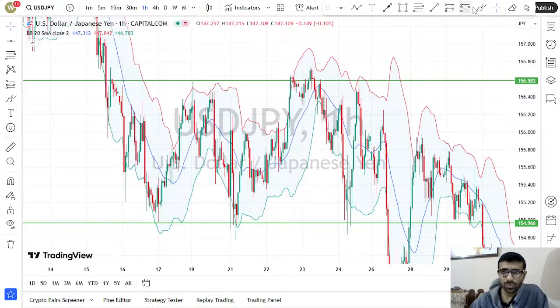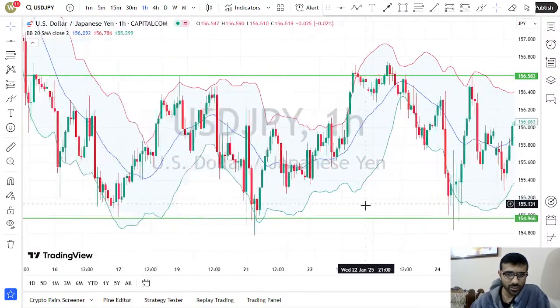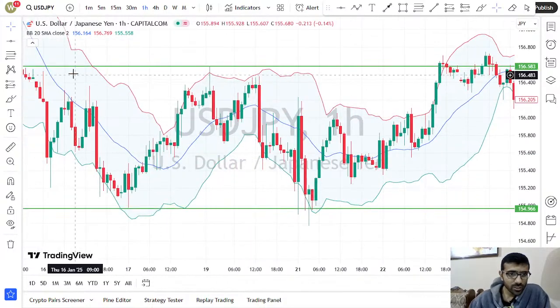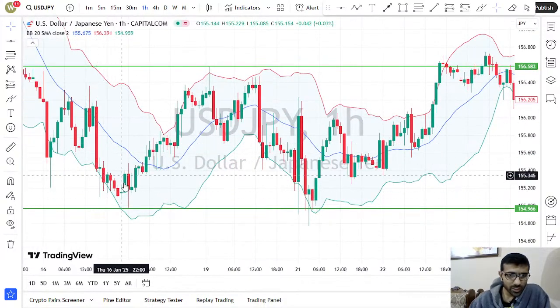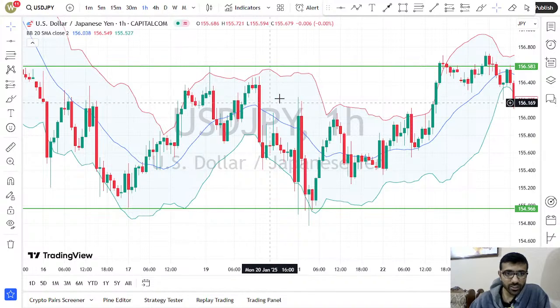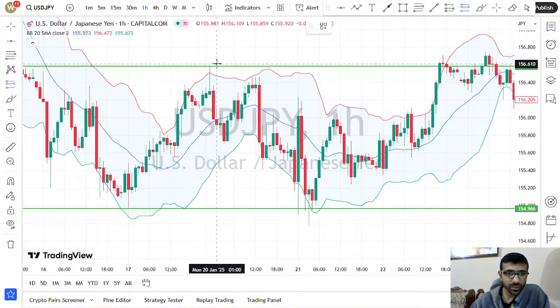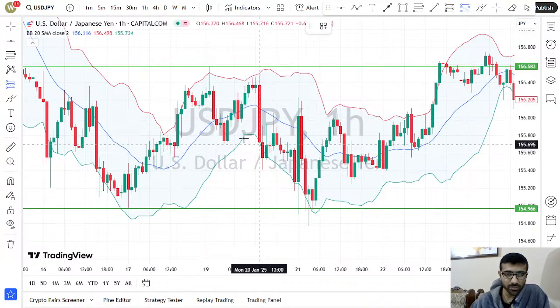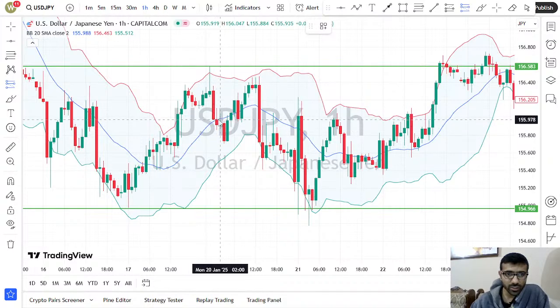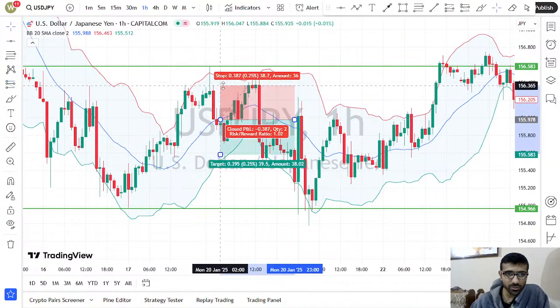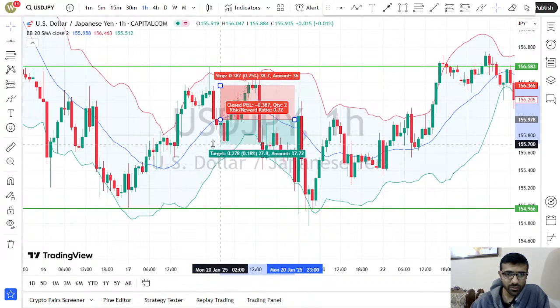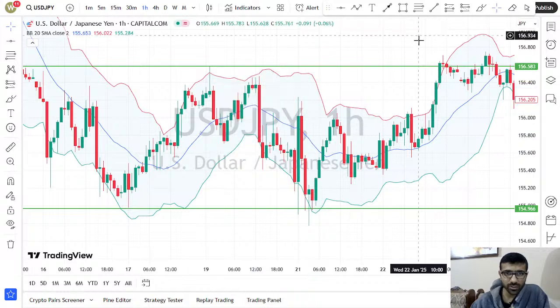So let me take this trade. The market went down, the market went up, so we take this entry. Sorry, we can take this position, and afterwards this buying position. If we take this selling position, our stop loss will be just above this previous candle, and our take profit will be 0.7%.